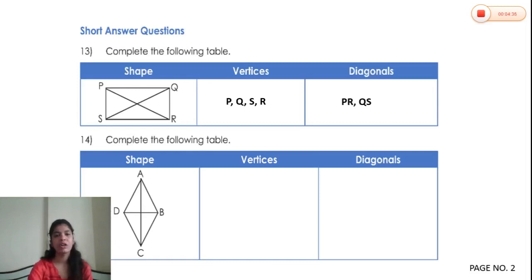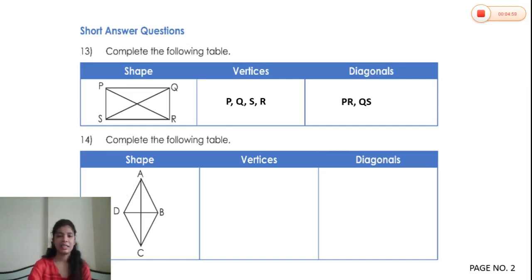Now move to question number 14. Complete the following table. Students, we have to write vertices and diagonals again. As we solved the previous question, it is the same. Here the shape given is a kite.